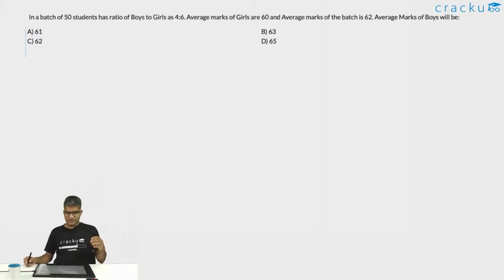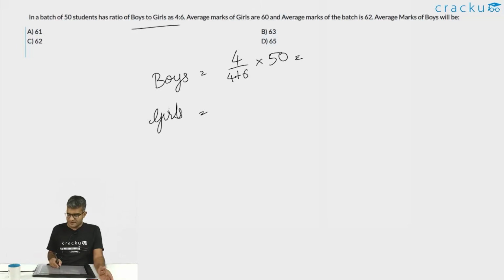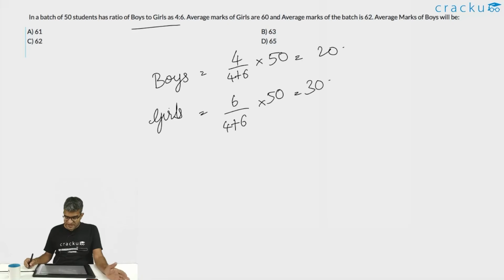In this question, we are told that there is a batch of 50 students and the ratio of the boys to girls is 4:6. If the ratio of boys to girls is 4:6, the number of boys in the batch and the number of girls in the batch can be calculated. The number of boys in the batch is 4 divided by 4 plus 6 into 50, which is equal to 20. The number of girls in the batch will be 6 divided by 4 plus 6 into 50, which is equal to 30. The average marks of the girls is 60.